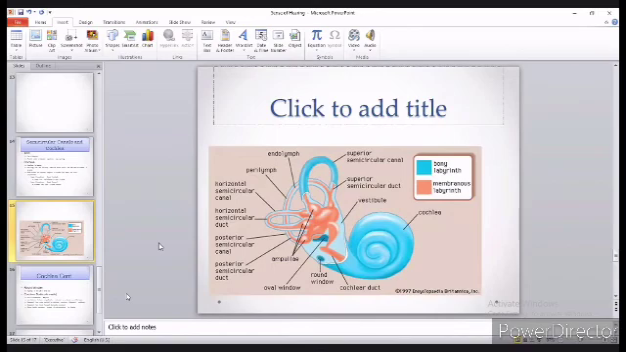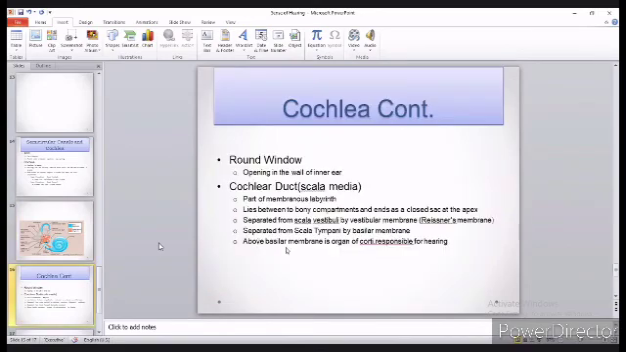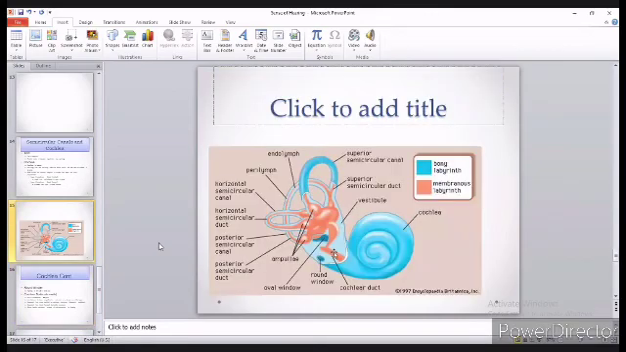Above the basilar membrane is what we call the organ of Corti, which is responsible for hearing. So when we zoom in here, which we'll do in our next lecture, you have an organ of hearing. We call it the organ of Corti.